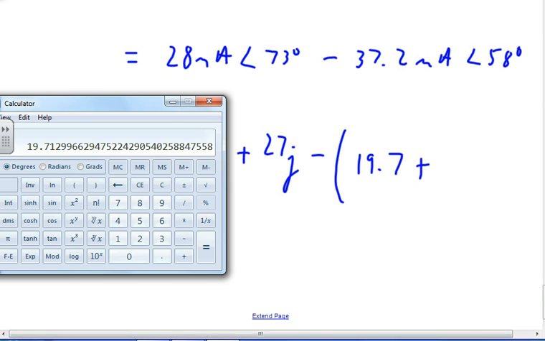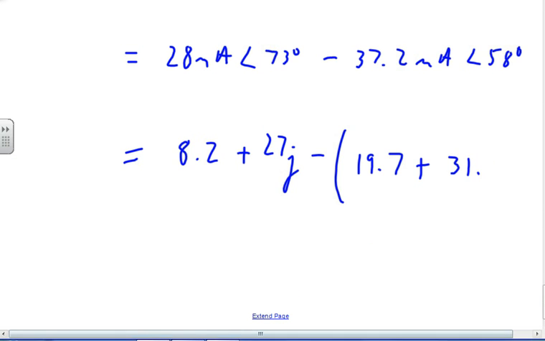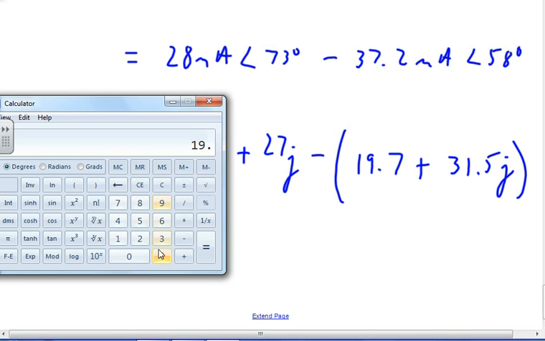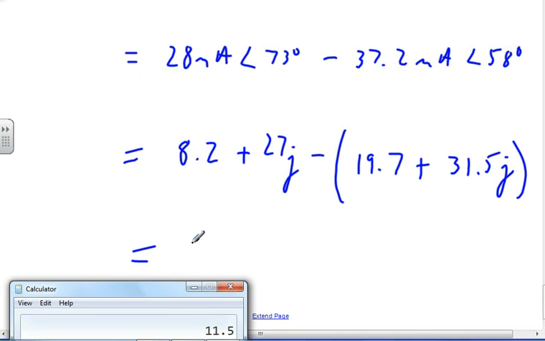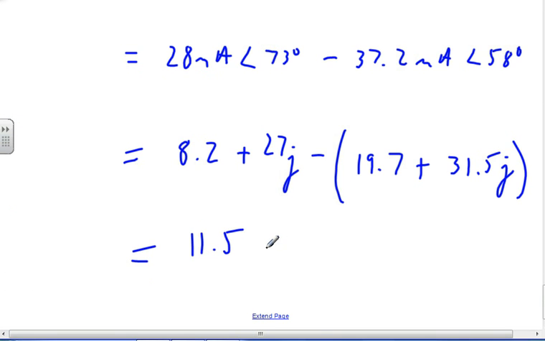Plus 37.5, that isn't right, 37.2 times 58 sine equals 31.5J. All right, so I got 19.7 minus 8.2, 11.5. 11.5 minus, is that 4.5?